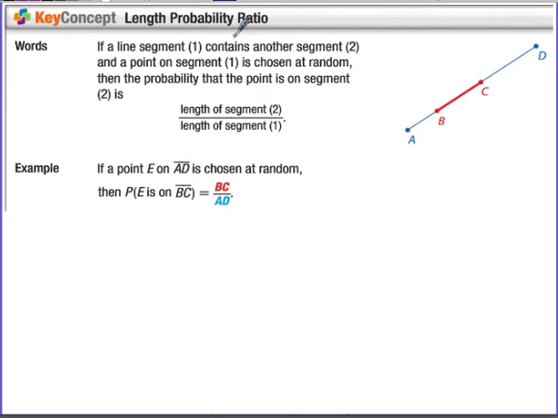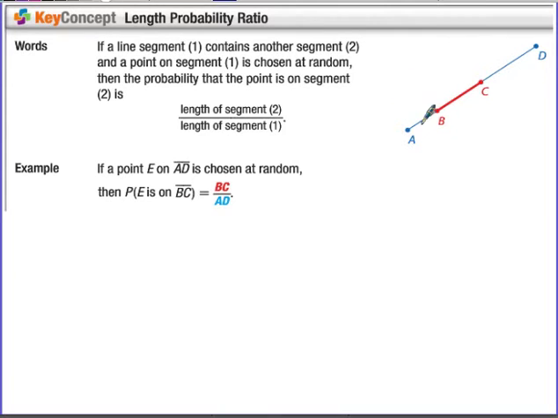We'll just go through a couple of examples. First, if you have a line segment, and line segment 1 would be AD, and it contains line segment 2. So line segment 2 would be BC in this example. If line segment 1 contains segment 2, and a point on the longer segment is chosen at random, the probability that the point chosen is on segment 2 is the length of segment 2 over the length of segment 1. So we're just going to be setting up ratios, and we can turn those into decimals or percents as well, any of those options to show probability.